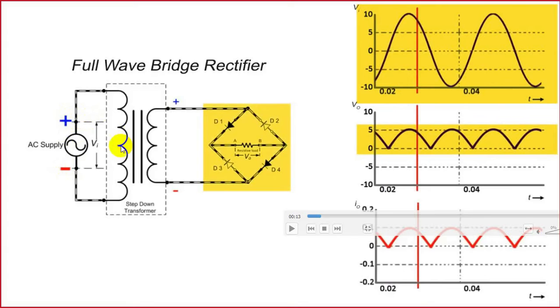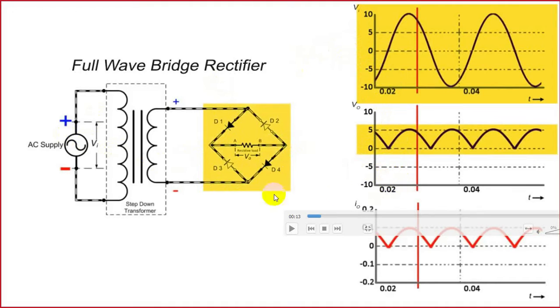So this is the transformer, and this is the step-down transformer according to need. When the positive cycle of the AC voltage is applied, this point is positive, and when this point is positive, look at over here, this diode D1 is forward biased. So current flows through D1 to the load, then to D4. So D1 and D4 conduct in the positive half cycle, and we get the positive half cycle at the output.